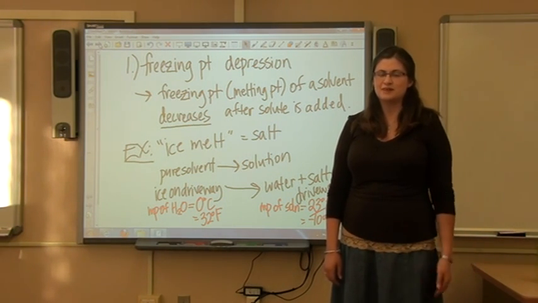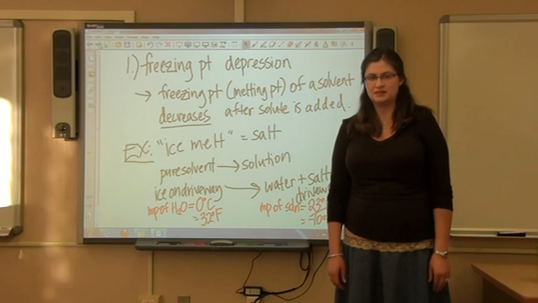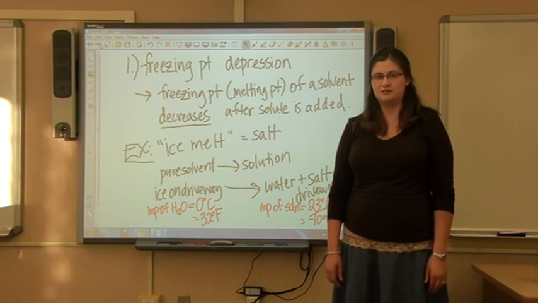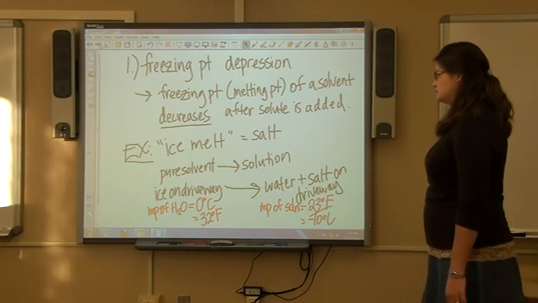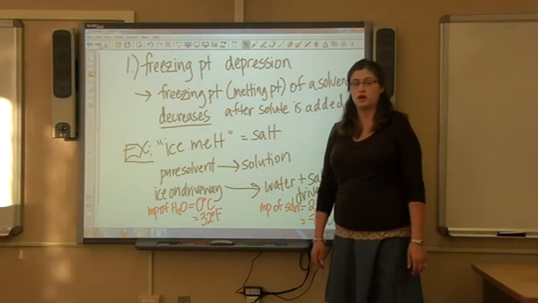So if you run out of ice melt, you can always boil up a couple of beets and spread that on your driveway if you feel inclined. So, colligative properties, the identity of the solute is of no consequence.